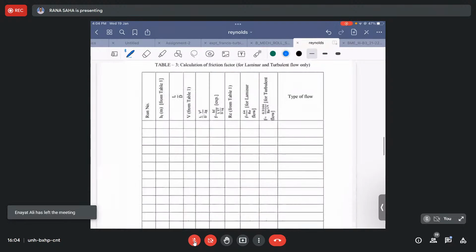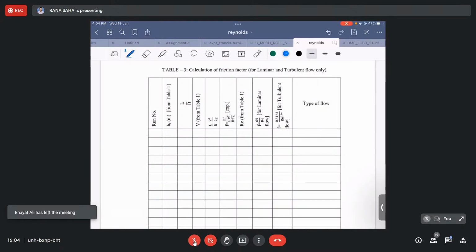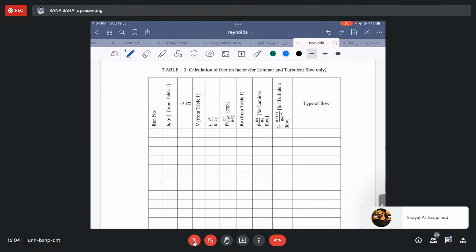So this is the table. You can see calculation of friction factor for laminar and turbulent flow only. We are not going to calculate the friction factor for the transition zone. So you need to pick up those runs for which you got the laminar region and turbulent region. In between the points, maybe 3 or 4 points, those data you need not use here.